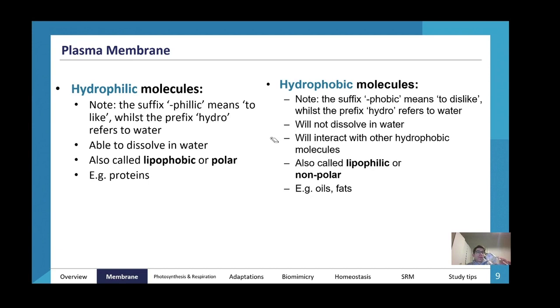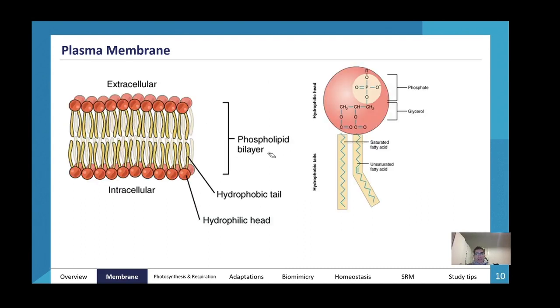Right? So, one or the other. Most of the time, I would highly recommend you stick to the hydro stuff, hydrophilic and hydrophobic, rather than use the words lipophilic and lipophobic. There's nothing wrong with it, it's just that it's more popular to say hydrophilic and hydrophobic.